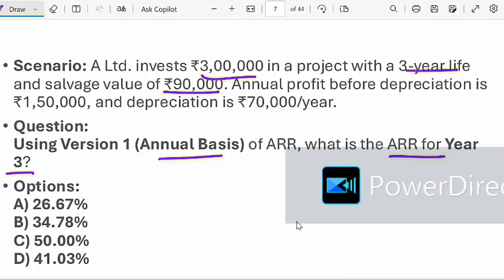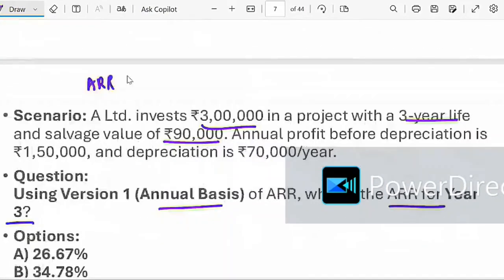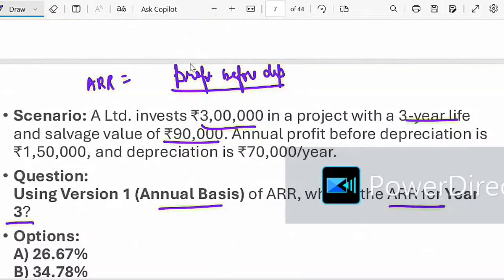Just now I told you the formula, in the previous slide. Let me write down the formula of ARR again. The formula of ARR is profit before depreciation divided by investment at the beginning of year, multiplied by 100. Sorry, profit before or profit after.